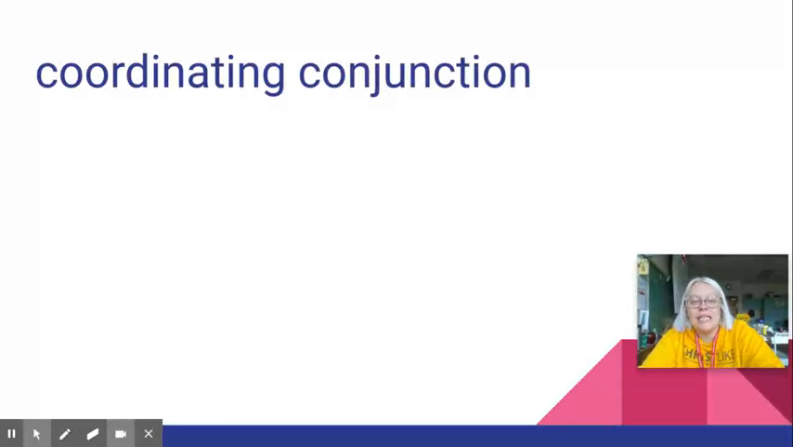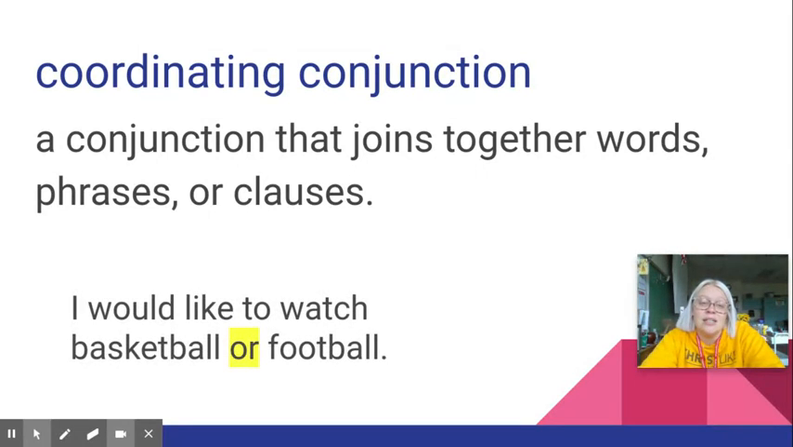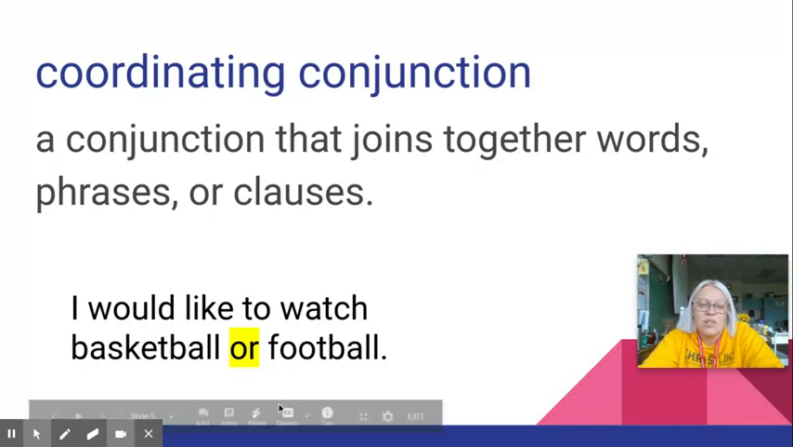Next is a coordinating conjunction. And remember, we have two different kinds of conjunctions on our list this week. So coordinating conjunction, a conjunction that joins together words, phrases, or clauses. So here is my example. I would like to watch basketball or football. So this or joins together these two words, basically. I would like to watch basketball or football. Or is our conjunction. It's that word that joins them together.